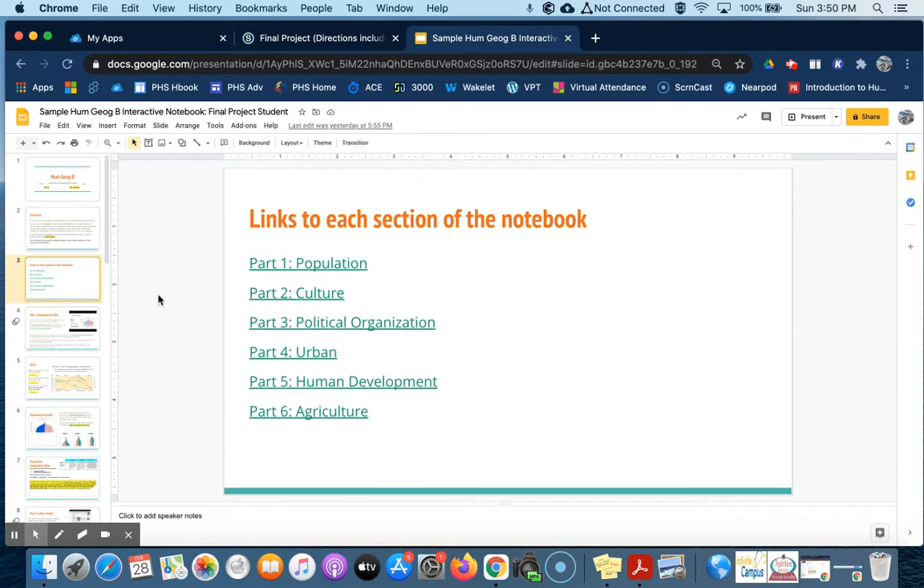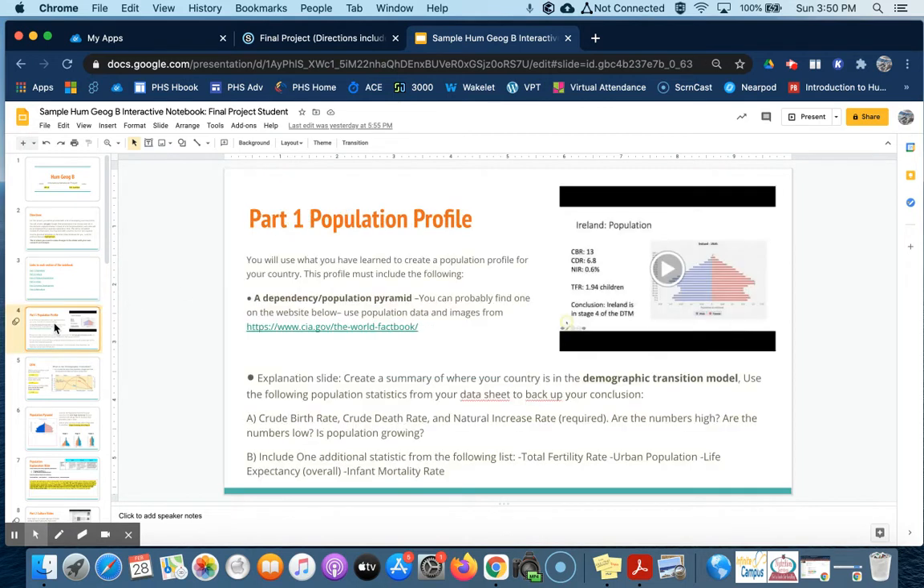This slide is linked to the first slide of each part of your presentation in this notebook. So if I were to click on the link to part 1, population, it would take me to the first slide on part 1 of population. And you'll find on the first slide of each new section is a video with instructions of how to go about completing this section of the project, as well as the written directions.